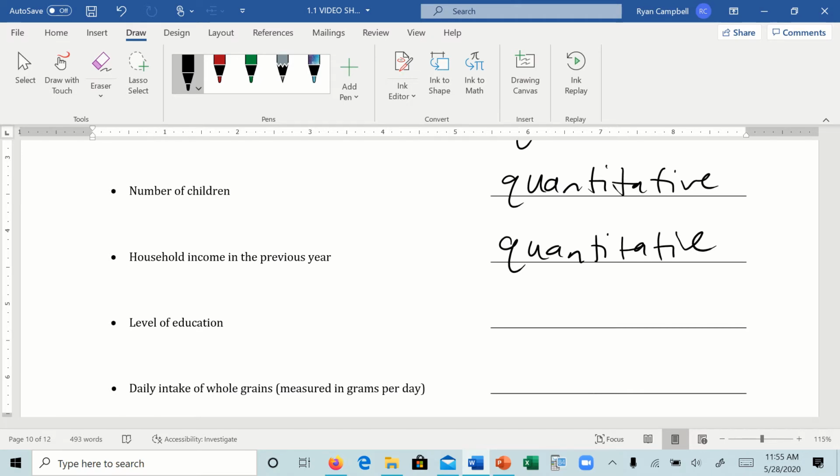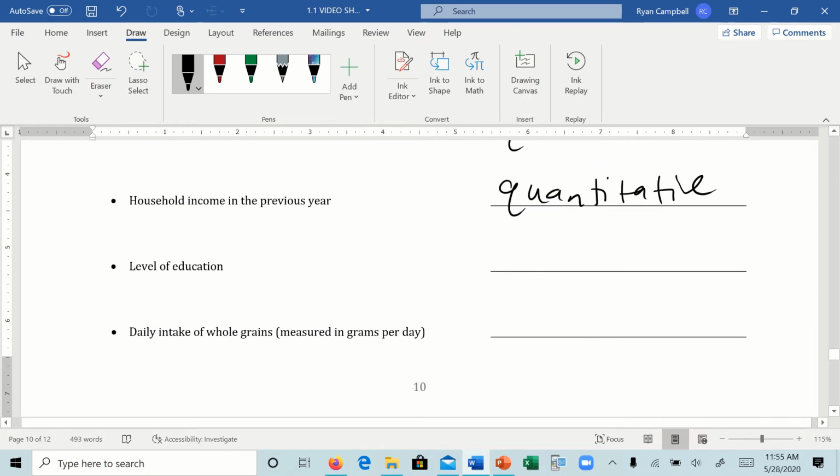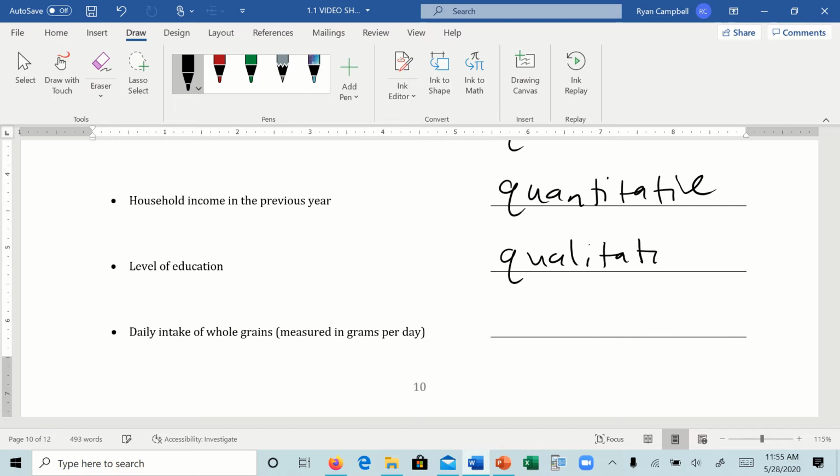Level of education would just be qualitative. This would be just the category. You could have your AS, your BS, your master's, high school diploma. Daily intake of whole grains measured in grams per day. Again, these would be numbers, so this would be quantitative data.